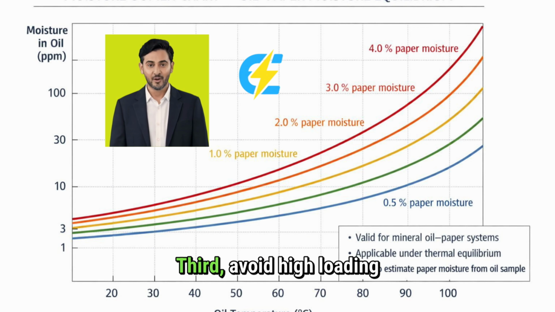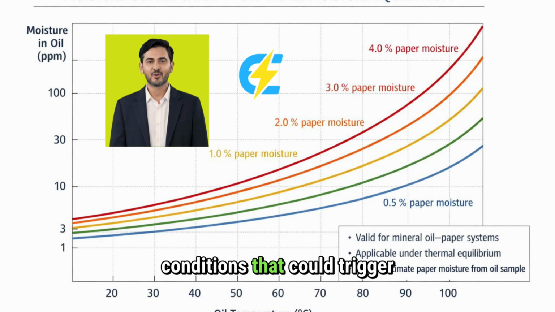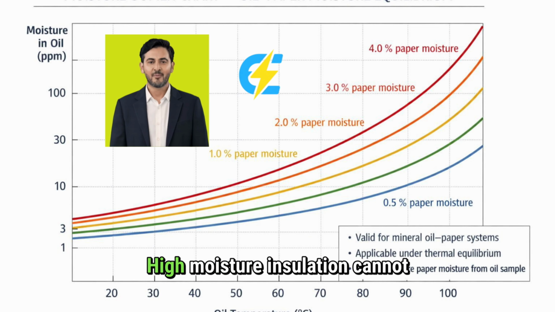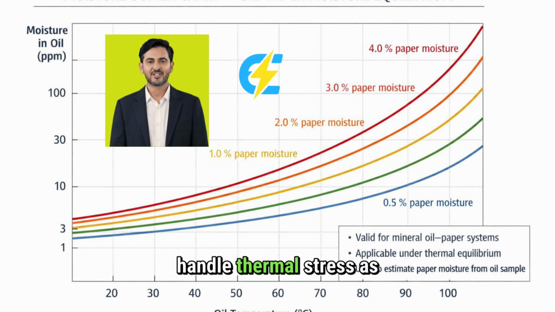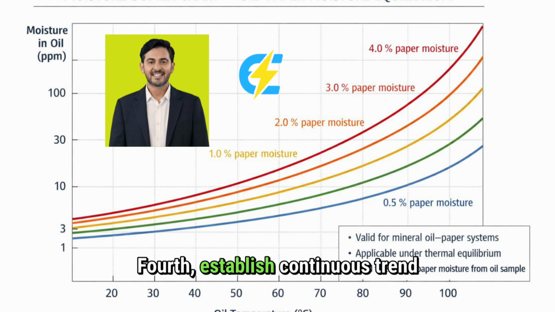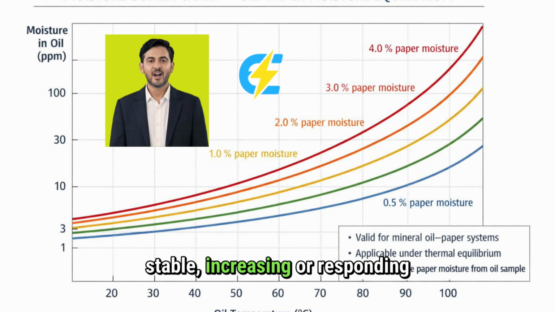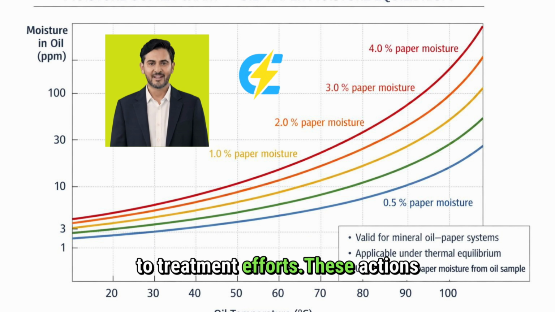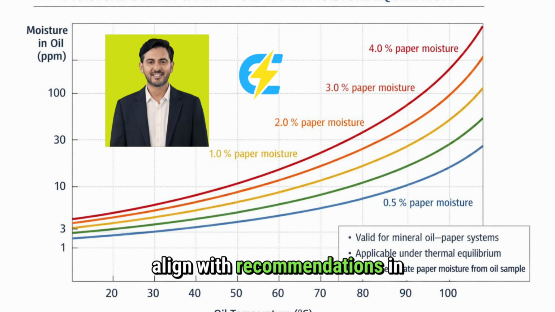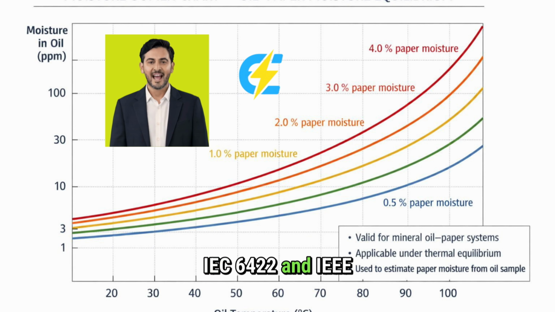Third, avoid high loading conditions that could trigger bubble formation. High moisture insulation cannot handle thermal stress as effectively as dry insulation. Fourth, establish continuous trend monitoring to track moisture changes over time. This helps identify whether moisture levels are stable, increasing, or responding to treatment efforts. These actions align with recommendations in IEC 60422 and IEEE C57.106 standards.